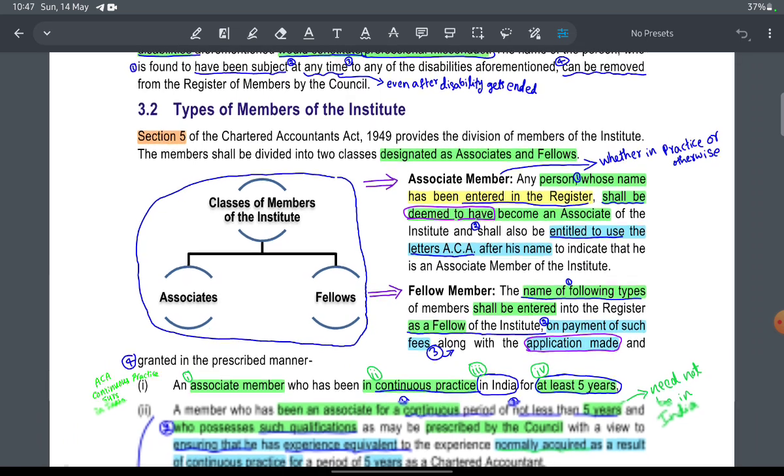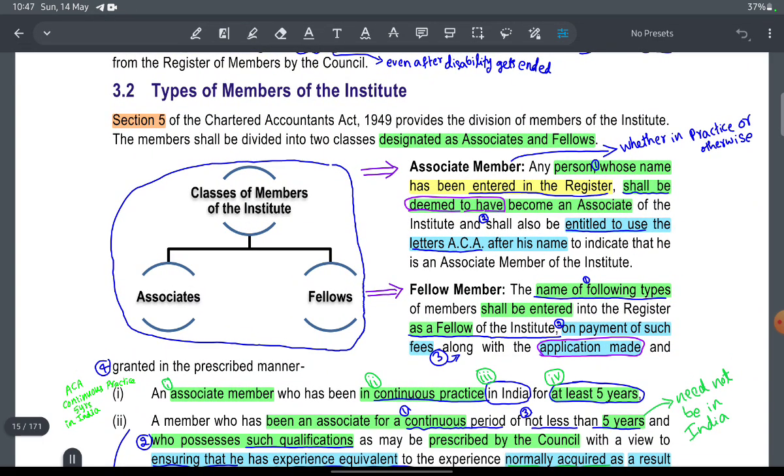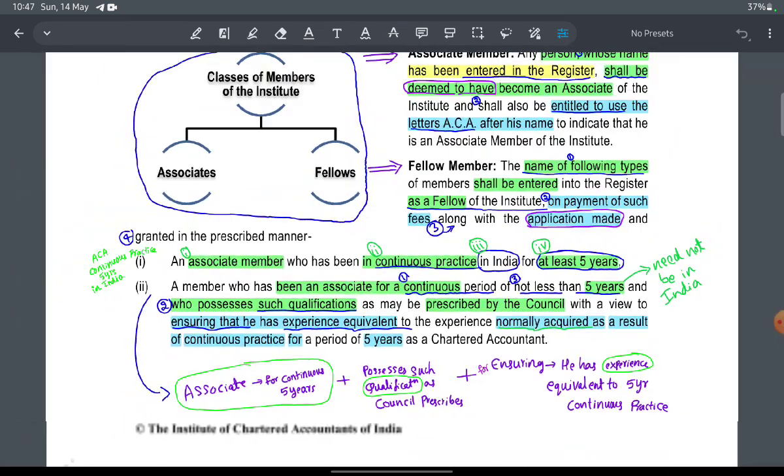Section 5 talks about types of membership. Associate member. A person whose name has been entered in the register shall be deemed to have become the associate of the ICAI and shall be entitled to use letters ACA after his name. Following types of members shall be entered as fellow on payment of fees and an application. The associate member who is in continuous practice in India for at least 5 years. A member who has been an associate for a continuous period of minimum 5 years and who possesses such qualification as may be prescribed by the council which ensures that he has an experience equivalent to experience normally acquired as a result of continuous practice for 5 years by a CA.